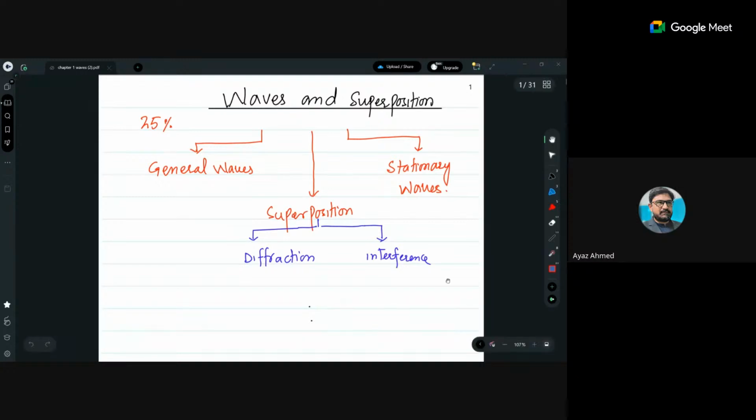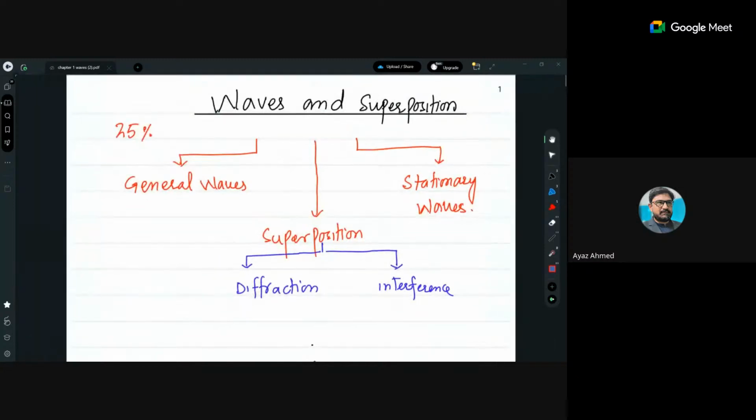Yes, Bismillah Rahman. We are going to have a discussion about waves and superposition. Actually, this chapter is not a single chapter, it's a complete section. In that section, we have three main areas to discuss. One is the general waves. That is just a sort of revision. There are a few new topics in that one, which we have to learn.